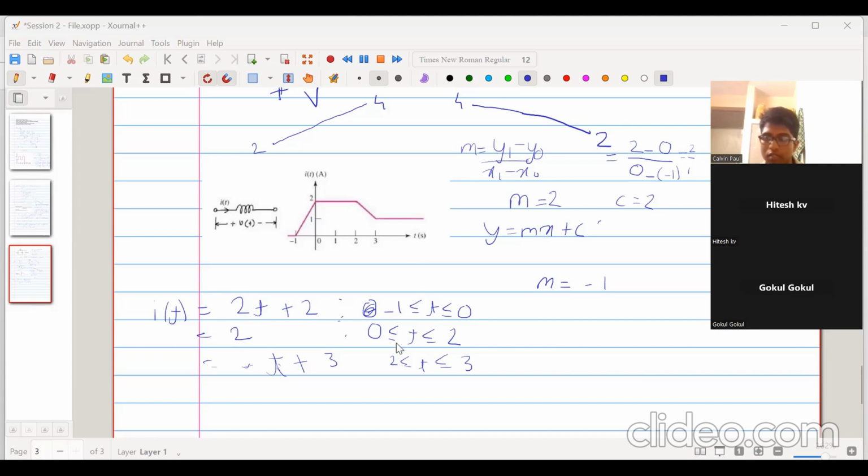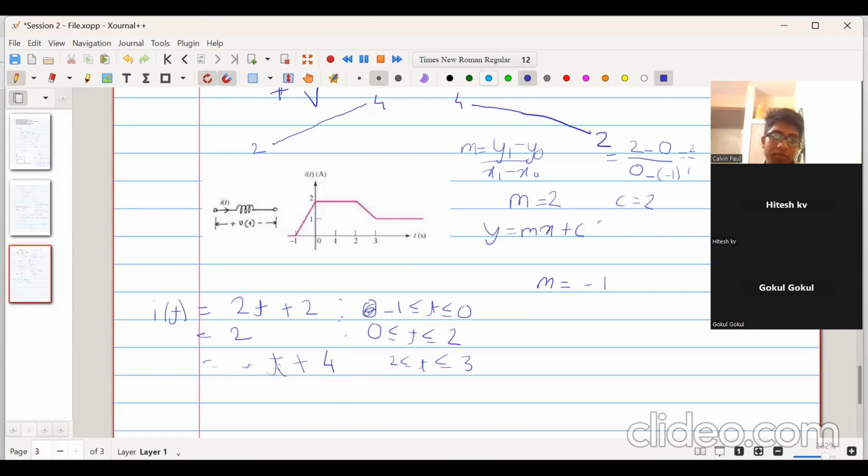Four, sir. Yeah, 4. That's why this will be minus t plus 4. At time t equal to 3, it will be minus 3 plus 4, that is 1. And at time t equal to 2, it will be minus 2 plus 4, that is 2. So the current will be 2 ampere at that time.